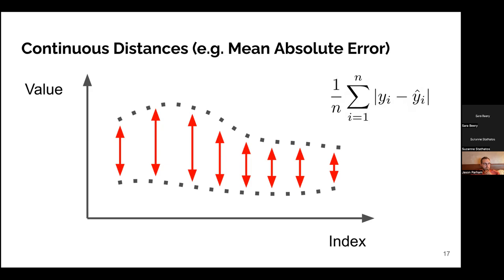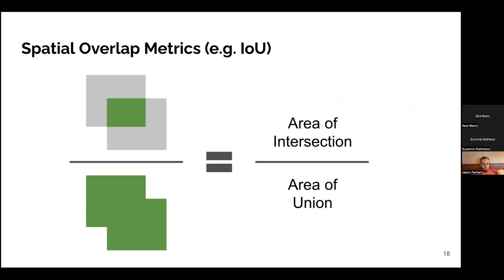And the third prototype, and the final one, is spatial overlap. And this is not truly distinct from the previous two. We can talk about that later, but it's used in a different way. And so when you're measuring spatial overlap, you have, say, two bounding boxes.